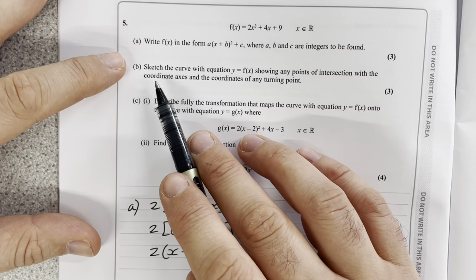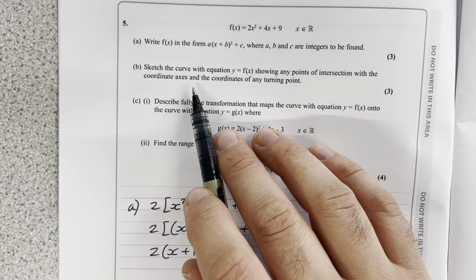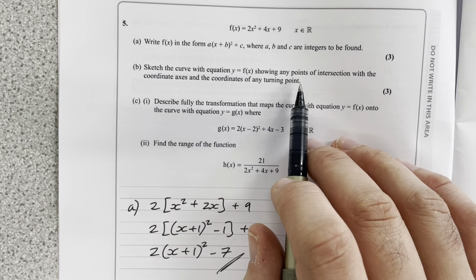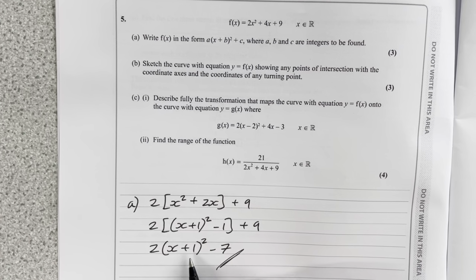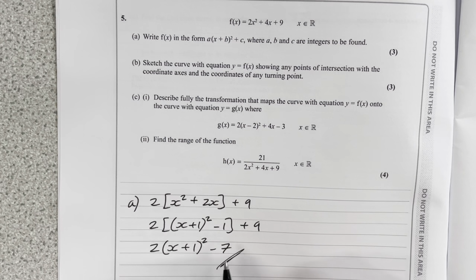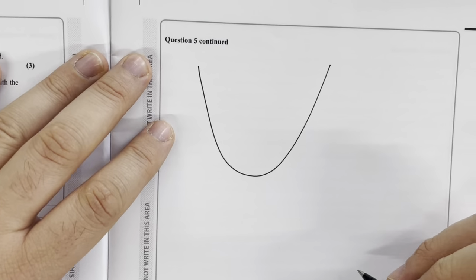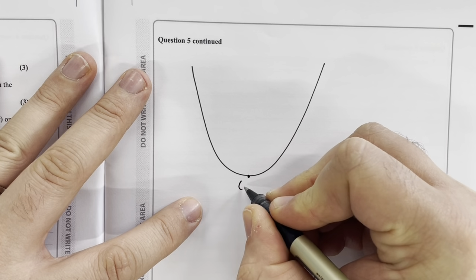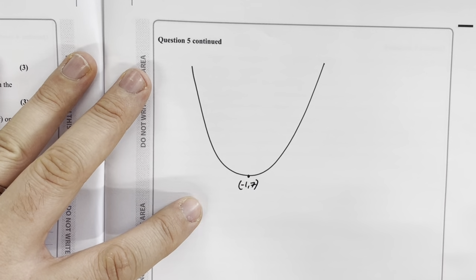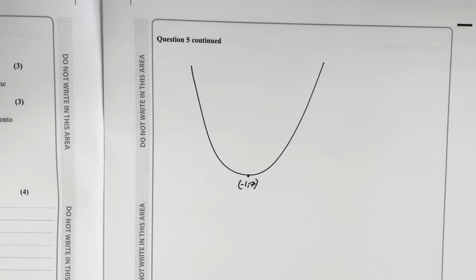Part B. Sketch the curve with equation y equals f of x, showing any points of intersection with the coordinate axes and the coordinates of any turning point. So the turning point is going to occur when x is minus 1, because that's going to be when this is 0, and the y value at that point will be minus 7. So it's a positive quadratic, so let's pop that on first. There we go, positive parabola. This point here is minus 1, minus 7.